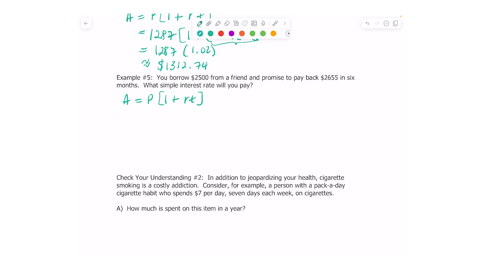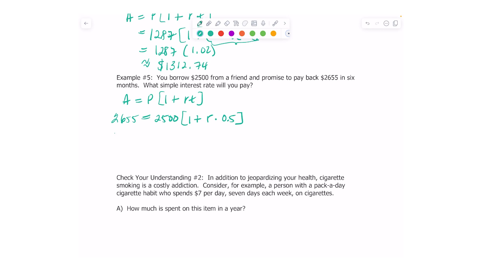So now I just need to fill in my amounts. So the A is going to be the 2655 because that's the future value. The principal is what you're borrowing or you're being loaned, which is 2,500. And then I've got 1 plus the rate, which I don't know. So I'm just going to leave it as R. It's my variable. And then I've got 6 months. And we know that 6 months is half of a year, right? So that's just going to be 0.5.